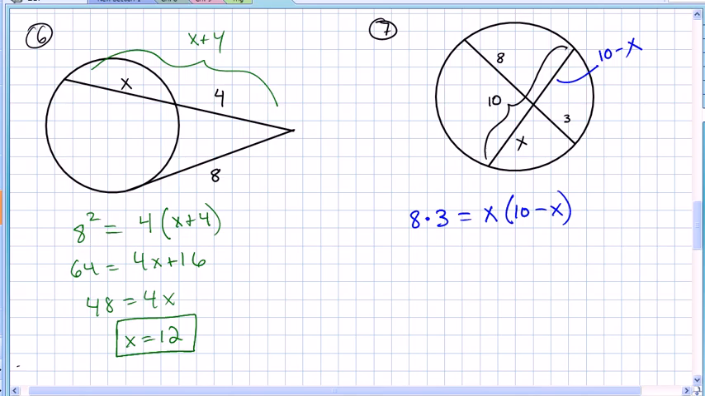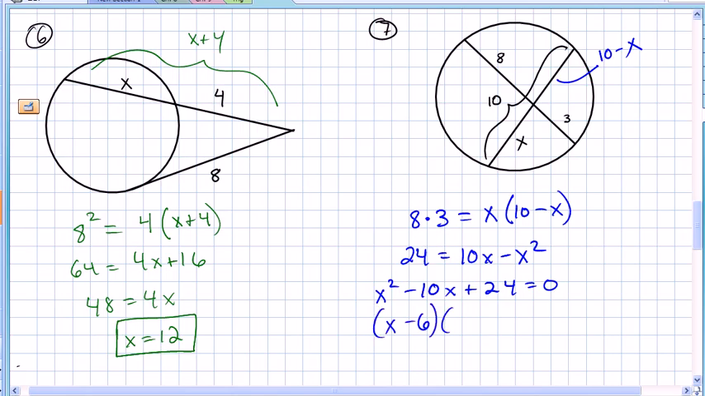This is going to turn into a factoring problem. This is going to be 24 equals 10x minus x squared. Going to move everything to the left side. So this will turn out to be x squared minus 10x plus 24 equals 0. And this should factor into x minus 6, x minus 4. So we will have 6 and 4 as our answer. Either one of those will work, so we need to put both of them.